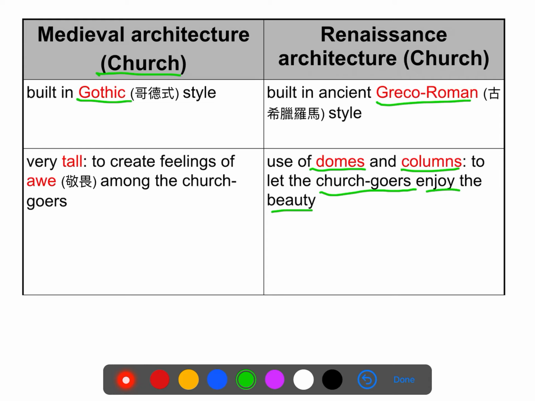But for medieval times, the church was made very tall, so it created a feeling of awe. So when you go to the church, you look at the tall buildings, and it will make you feel awe towards the church, towards the Catholics. Okay, so for different purposes, they used different styles. Okay, so please mark it down in your textbook about the difference in architecture.